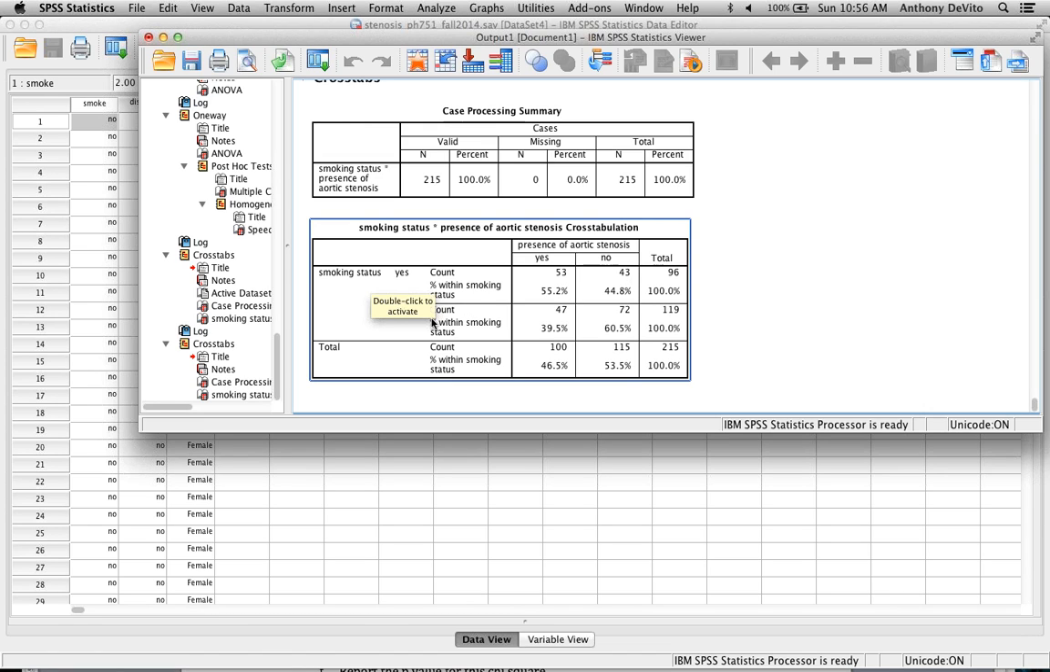And the odds if you're a non-smoker is 47 over 72. The number of people that don't have it versus the number of people that do have it for that given exposure. Okay, and you would calculate an odds ratio the same way as you did the relative risk. You'd find a ratio of those two odds: 53 over 43 divided by 47 over 72. Very frequently they come out similar, but not exactly the same as the relative risk.